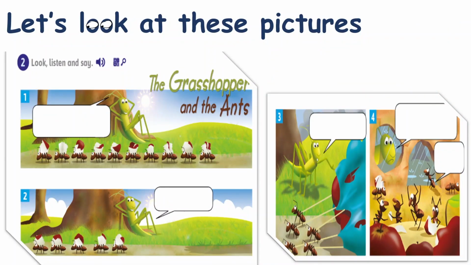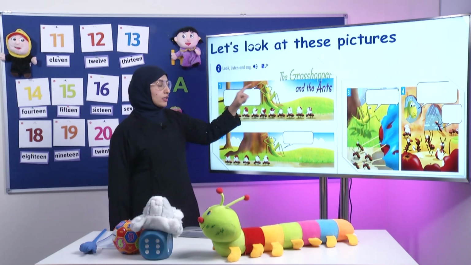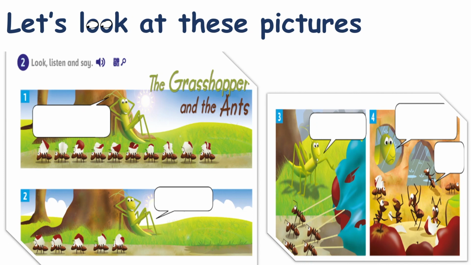Now, my dear students, we are going to start our story. Look at the board. See the pictures. What can you see here? There are some ants. There is a grasshopper. What do you think? Where are they? Are they at school? I don't think so. Are they at home? Still, I don't think so. Now, can we read the title? Maybe we will know what the story is about. The title says, The Grasshopper and the Ants. What do you think? Is it about ants? Is it about grasshopper? Maybe. Let's see.